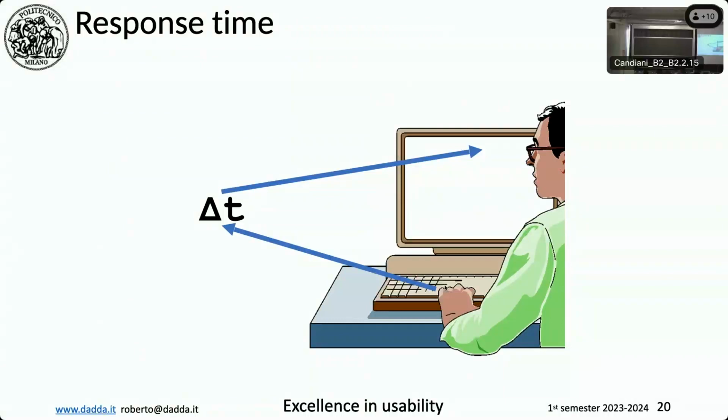In order to understand how time is involved in our page, one of the most important things is what is called delta t. Delta in mathematics is the difference between something. Delta t is the difference between the time you give an order to the system, push the button, and the time the page comes out.